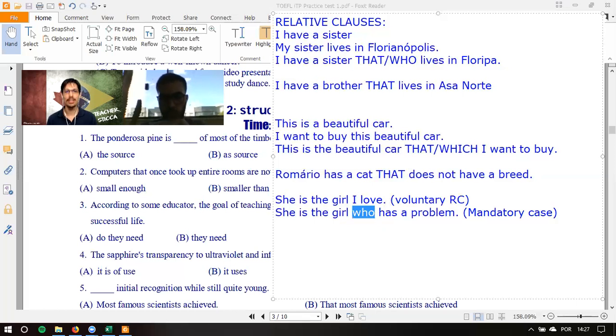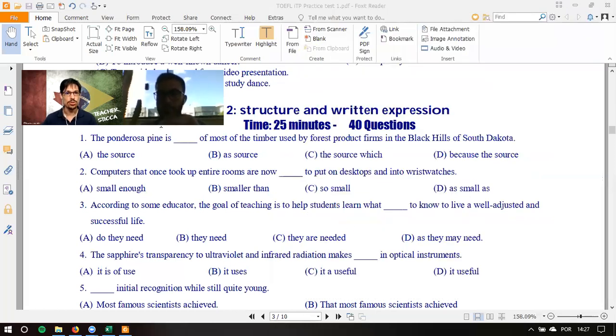Okay. Now look at this, please, dude. The ponderosa is applying. Ponderosa, probably, I have no idea. You are the Spanish guy here. The ponderosa pine is the source of most of the timber used by forest for this frames of cut.